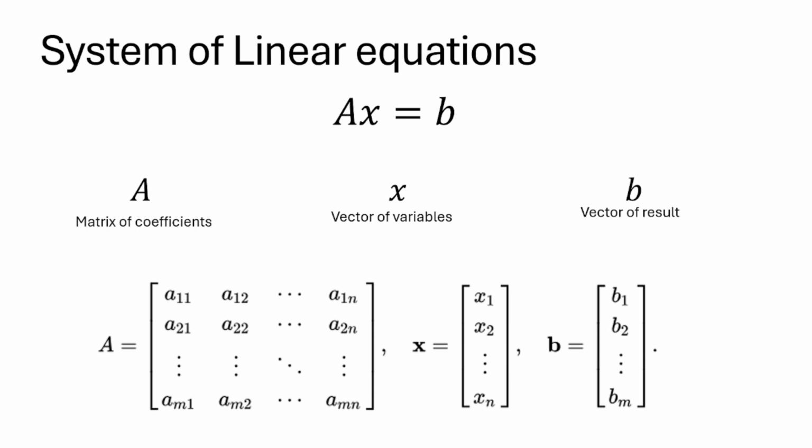Looking more closely at the matrix representation, we can write many real problems in the form Ax = b, where A is the matrix of coefficients, so this would be the little number in front of x1, x2, x3. We have the vector of the variables, which is x, which will be what we aim to approximate, and then b being the vector of the results, so this would be the number after the equal sign in our system of linear equations.